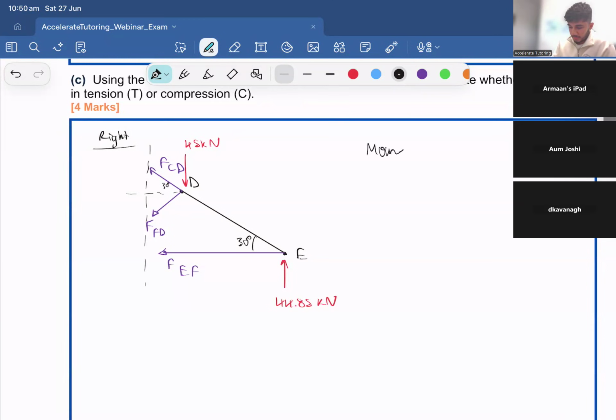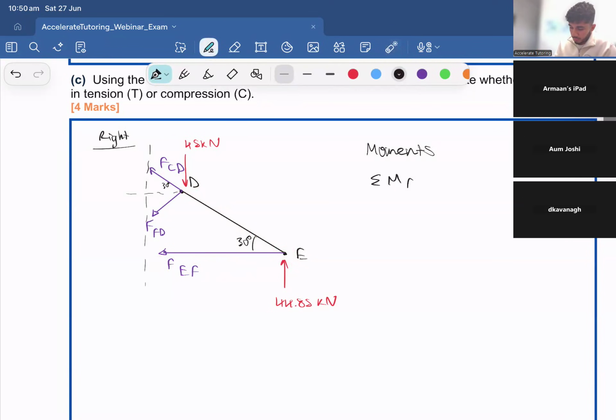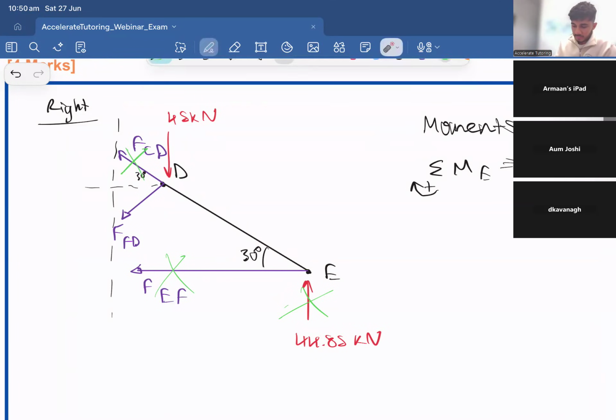Where do we take moments about? We don't care about force in EF and CD, so we want to eliminate them. So we take moments about point E, since they both lie at that point. So we would take moments about point E equals 0, clockwise as positive. Now if I look at my diagram, this force gets eliminated because it's on that point. That force gets eliminated, that force gets eliminated. The only ones left are my FD and the 45 external load that's being applied.